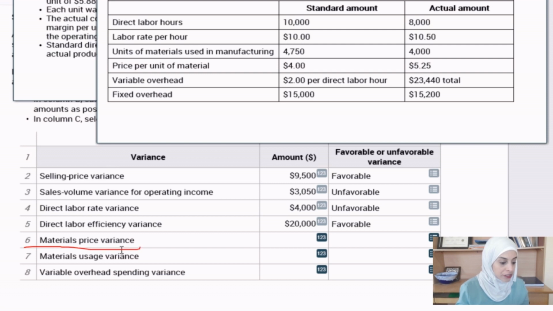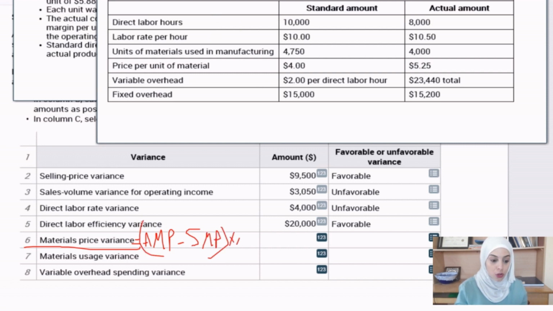The next question here is materials price variance. Materials price variance, from its name again, so we're going to take the difference between the actual material price and the standard material price, and times that by the actual units sold.